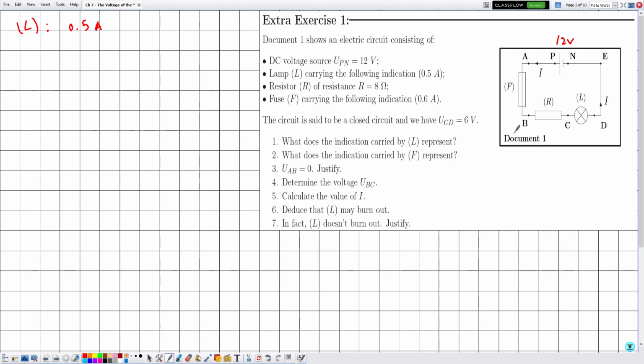Now notice that I didn't label this current on the circuit because we don't know yet if the lamp is functioning normally. We have the resistance R equal to 8 ohms. The fuse F carries the following indication: 0.6 amperes. Now the circuit is said to be a closed circuit, and we have that the voltage UCD is given by 6 volts.